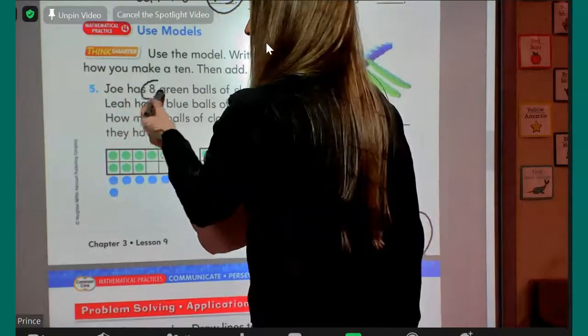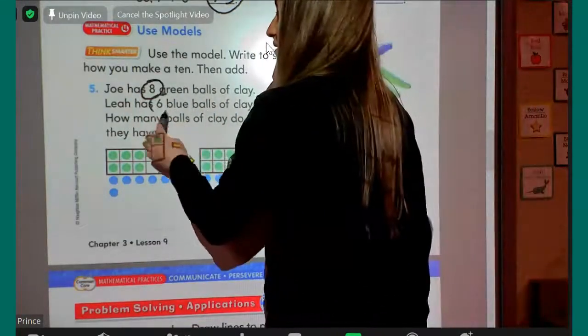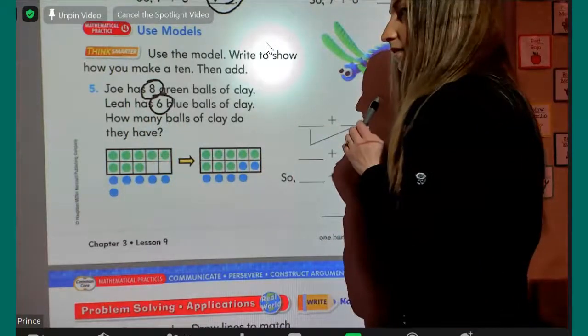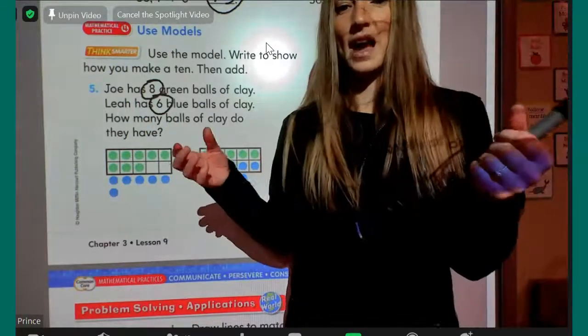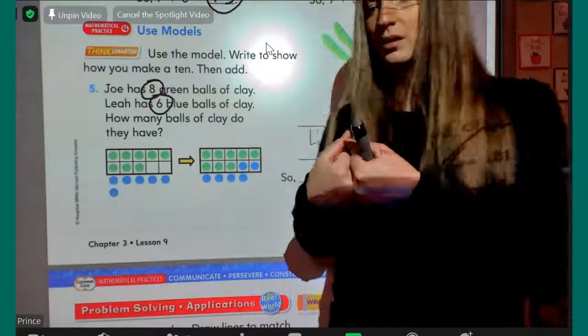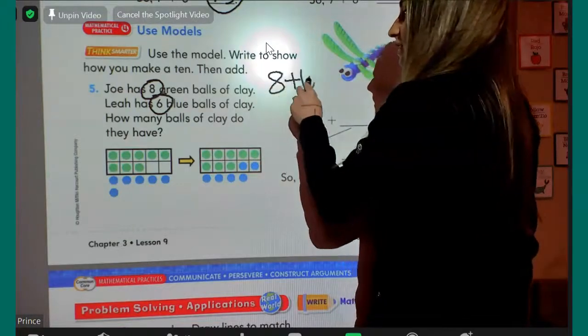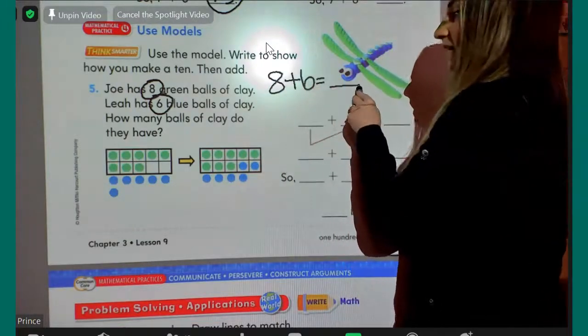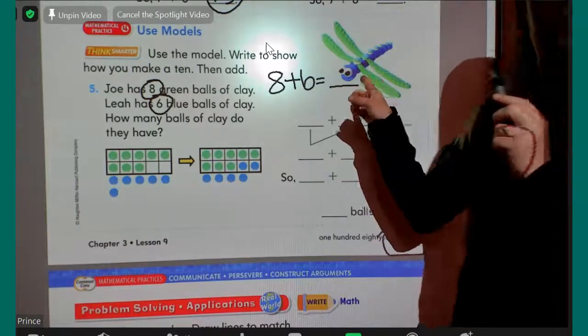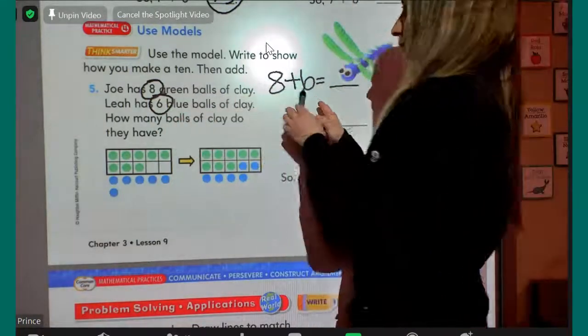Joe has 8 green balls of clay. Leah has 6 blue balls of clay. How many balls of clay do they have? So we're going to put the numbers together. So we are using addition. We can write 8 plus 6 equals blank. Can I have you write that in your book? All we did was take this number and this number.